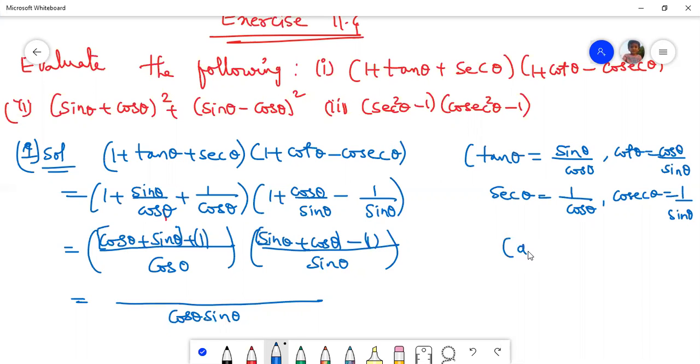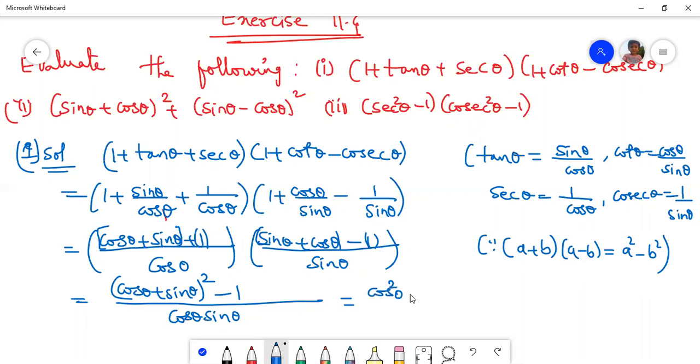It is in the form of (a plus b) into (a minus b), that is equal to a square minus b square. So here we can take (cos theta plus sin theta) whole square minus 1, all over sin theta cos theta. It is equal to a plus b whole square: a square, that is cos square theta, plus sin square theta plus 2 sin theta cos theta minus 1 by sin theta cos theta. Again expansion: a plus b whole square is a square plus b square plus 2ab.